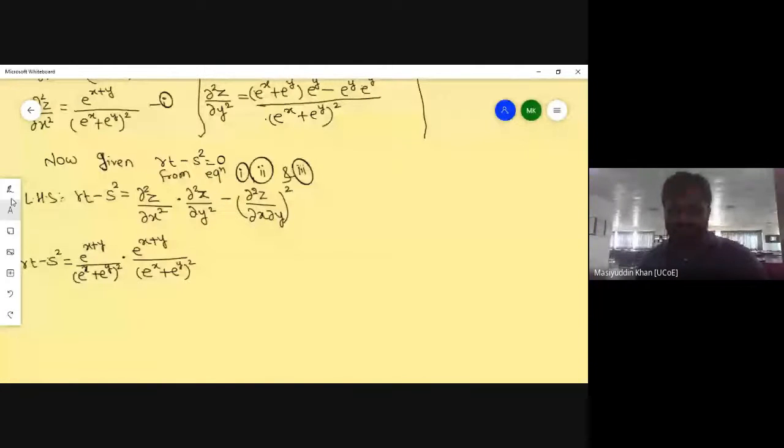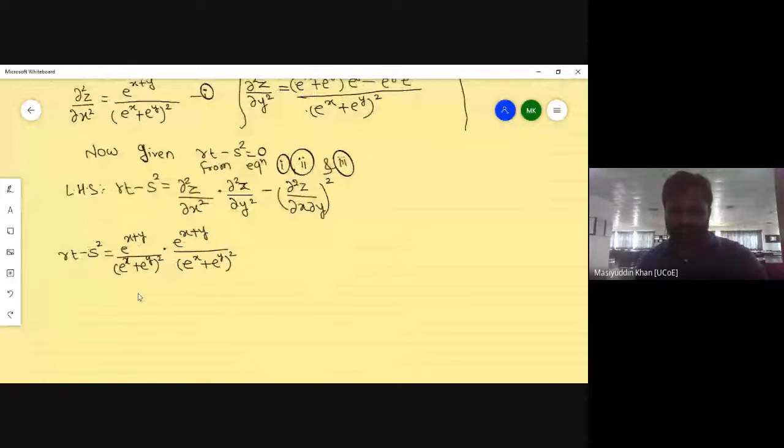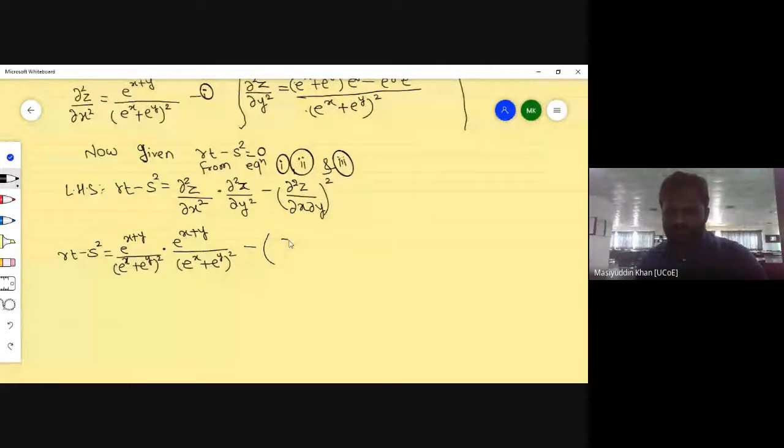So this will become minus (e raised to x plus y raised to power 2) times upon (e raised to x plus e raised to y raised to power 2) times, and it is squared, we have to do.